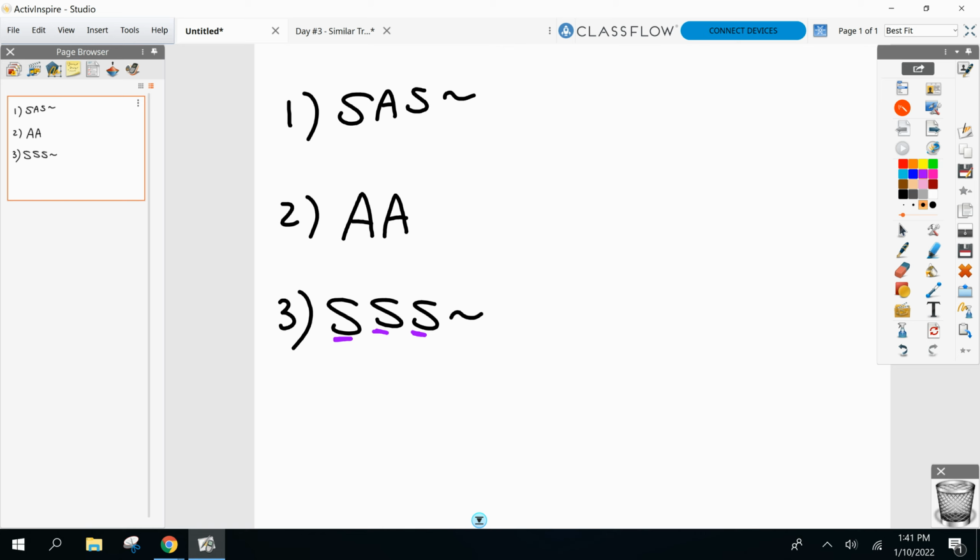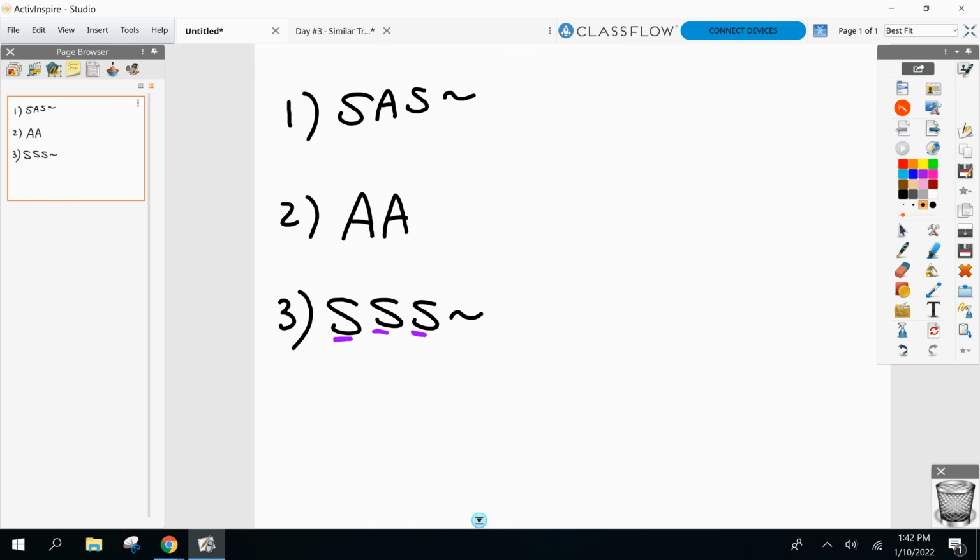I want you to now think about every statements and reasons proof we've done this year. Hundreds, probably. How many of those proofs in the diagram did I give you how long the sides were? Anybody remember? I can't. Zero. What am I trying to tell you here? There's no way you're going to use side, side, side in a statements reasons, because I'm not going to give you the lengths.